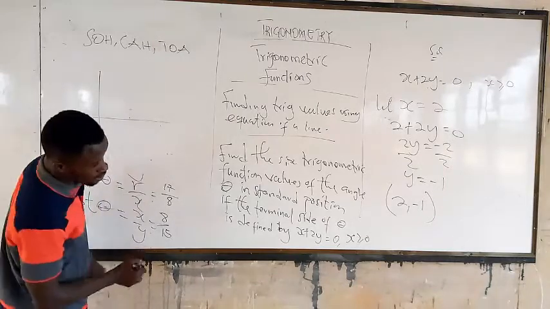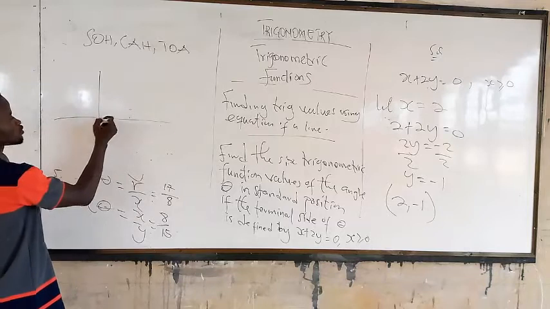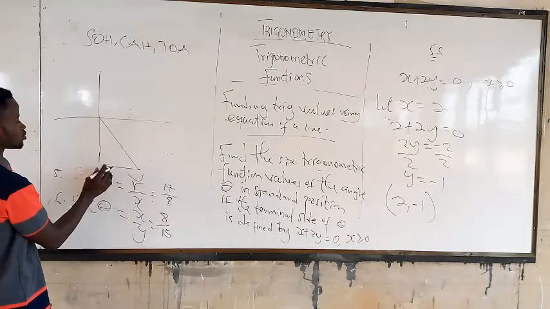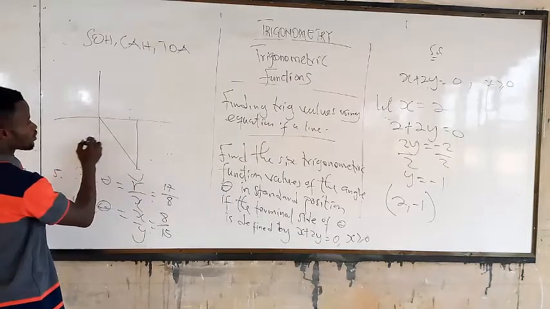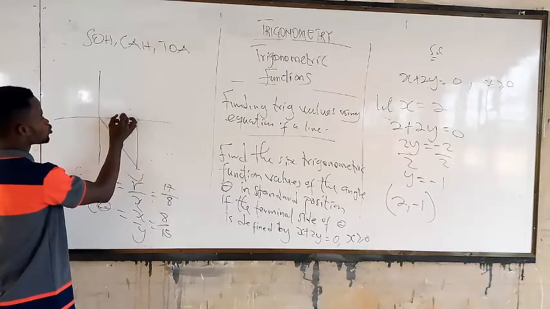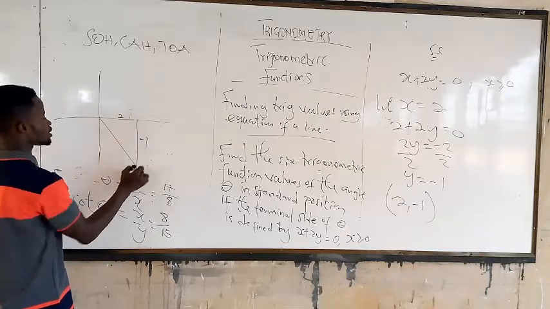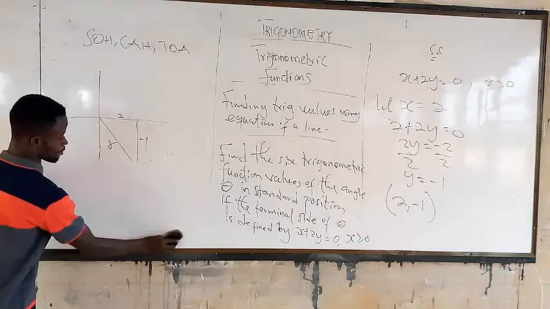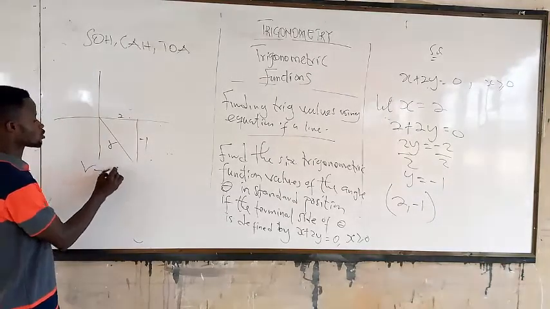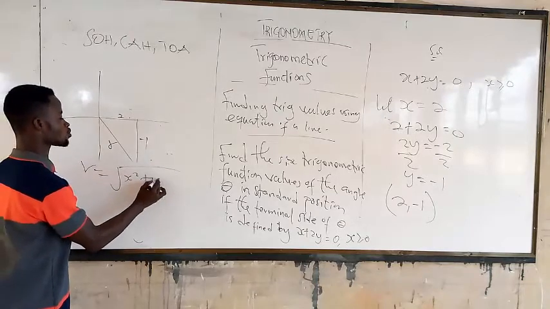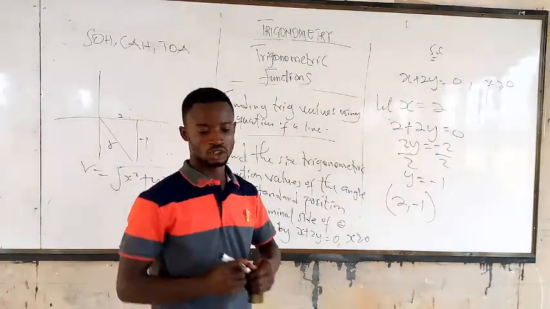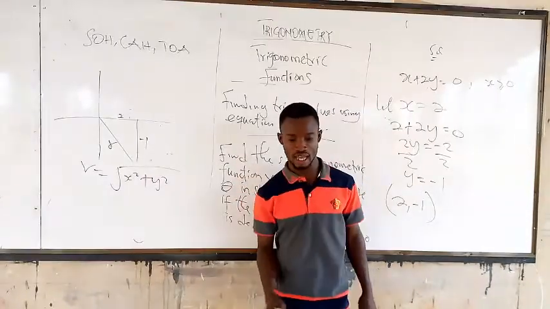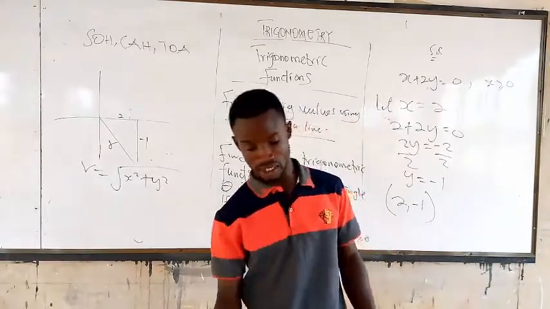You start by drawing that x is positive, so it will be here, but y is negative, so it will be down here. So we are going to get it here. This is going to be 2 and negative 1. Here is r. Use r is equal to the square root of x squared plus y squared to find r. Then after that, you should be able to get all the trigonometric functions: sine, cosine, tan, and all that.